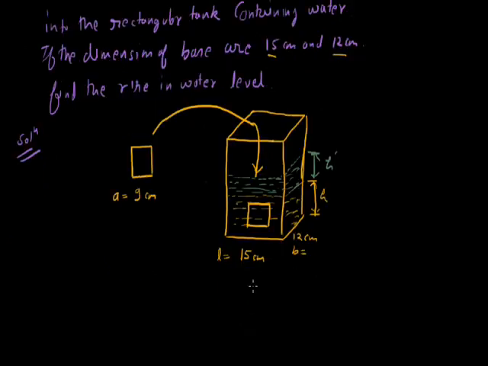So we can say that the volume of the cube is equal to the volume of this portion of a cuboid, because this portion is created due to the volume of this cube. So the volume of the cube should be equal to the volume of this portion. This portion is nothing but a cuboid having length 15, breadth 12, and height h dash, that is the increase in the level.